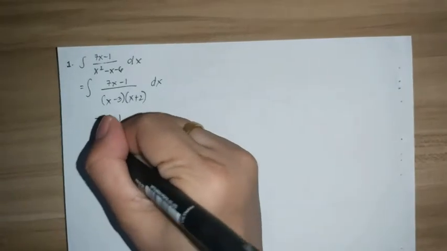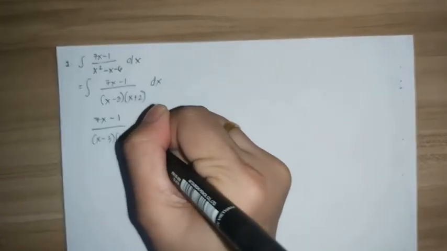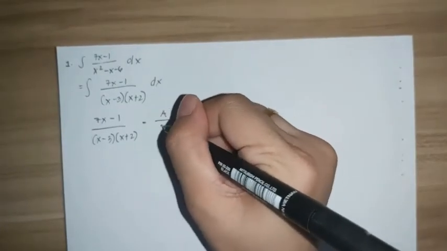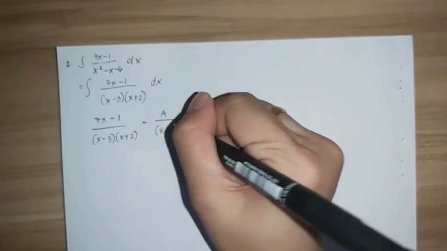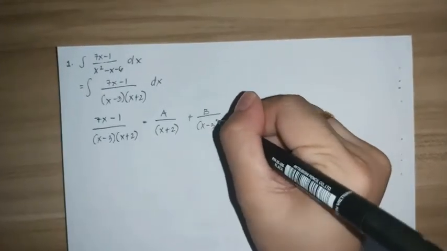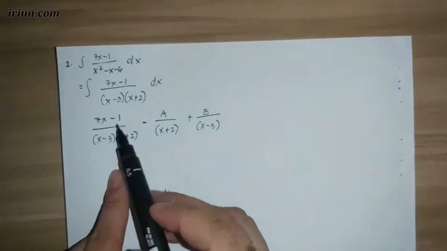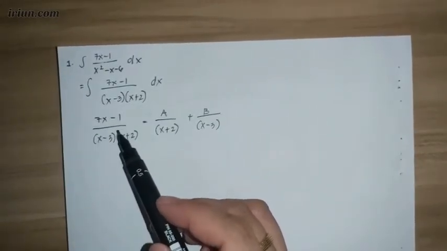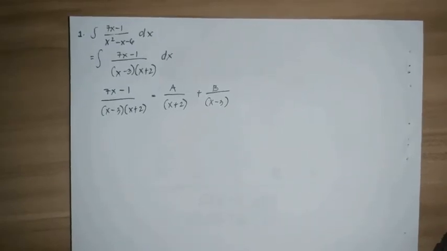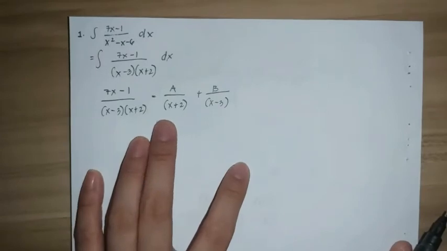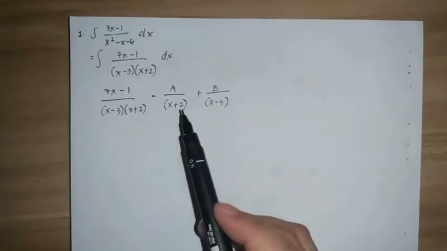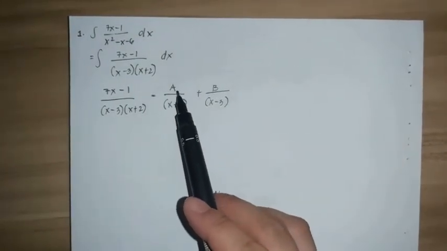So we have (x minus 3)(x plus 2) is equal to a all over x plus 2 plus b all over x minus 3. So this is the partial fraction of this rational fraction here. With that, we already have our partial fraction. Now, this is the time that we need to solve for the values of a and b.